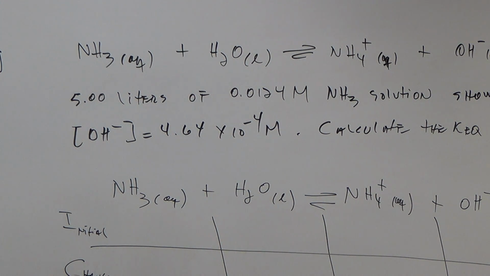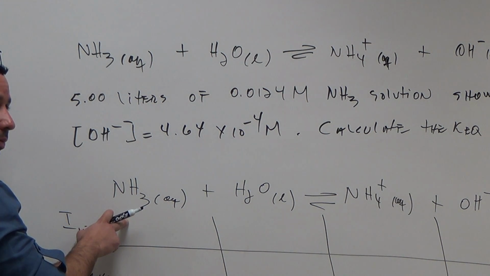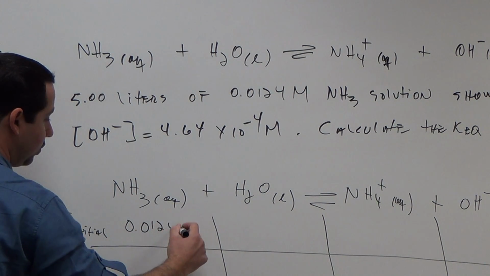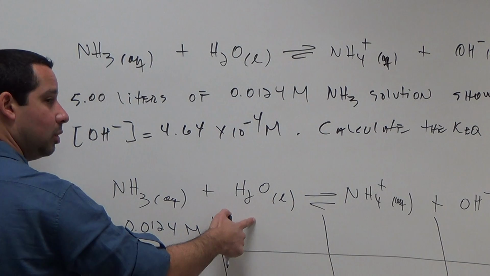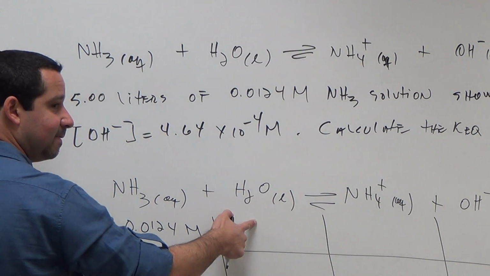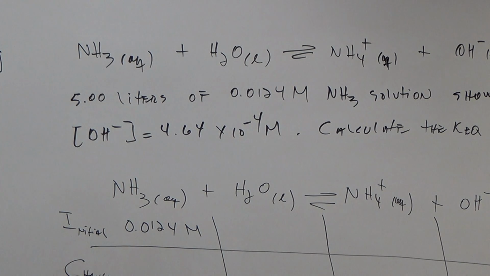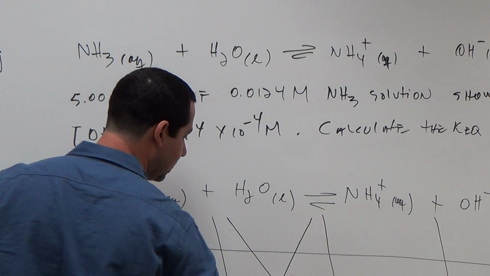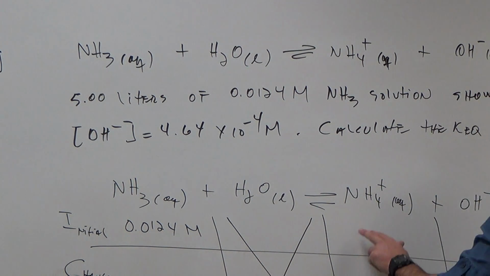In there, we're going to write the information that we know. Do I have any initial information about NH3? Yes. 0.0124. It's given to you at the beginning. This is in molarity. What's the concentration of H2O? It is about 50 molarity in dilute solutions. You don't need to know, because it is a liquid. In this class, we just disregard this. Don't worry about it.